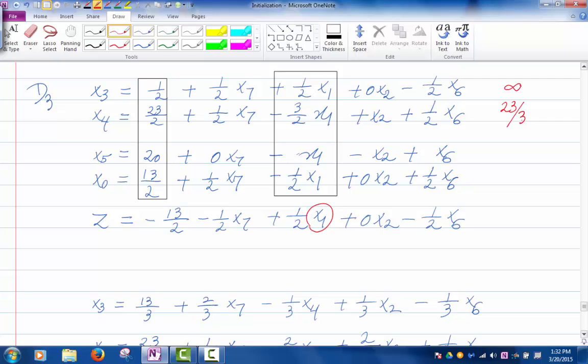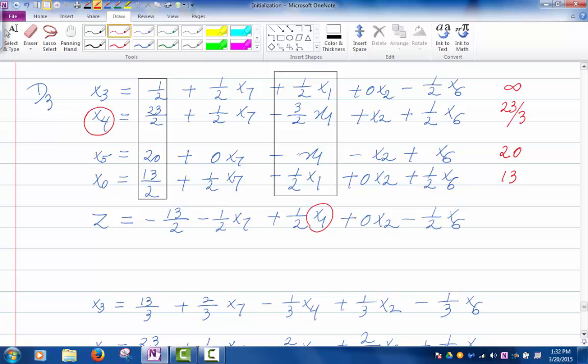Now, from the third row, how large can I pick x1? 20, right? And in the last row, I can pick it what? 13 half over half, which is what? 13? Which one is the smallest? What is 23 divided by 3? Yeah, so that's the smallest, right? So I see that x4 would have to be the leaving, right?